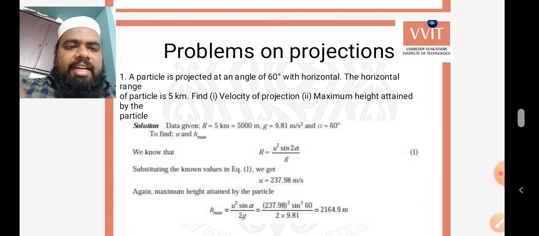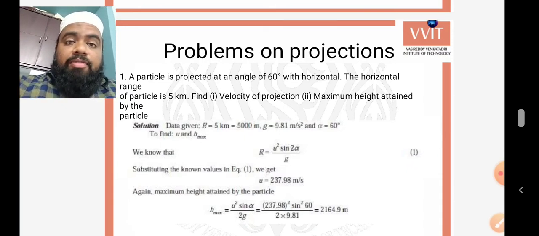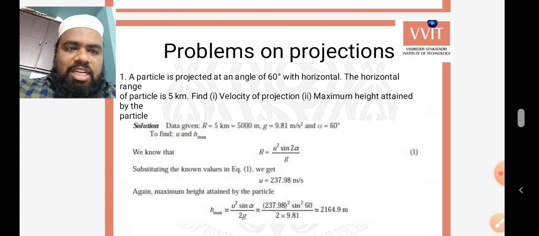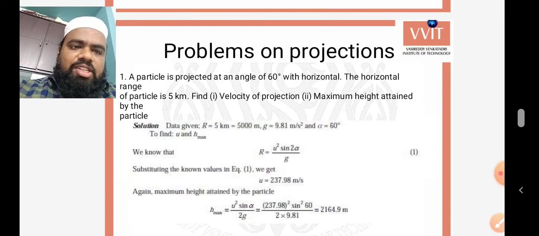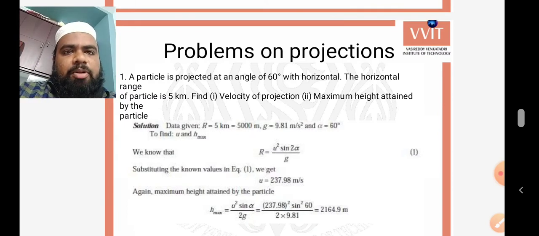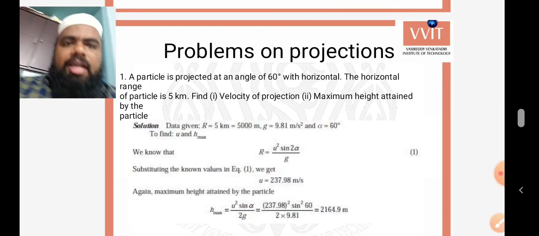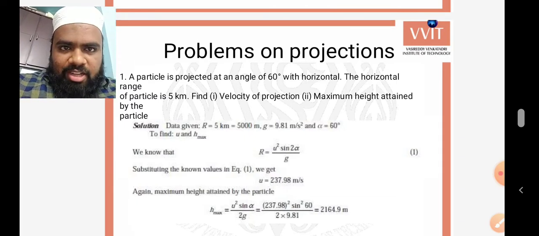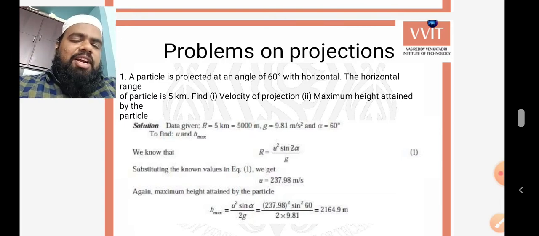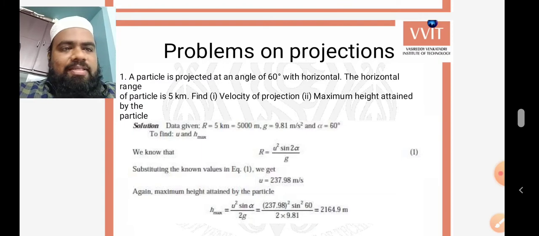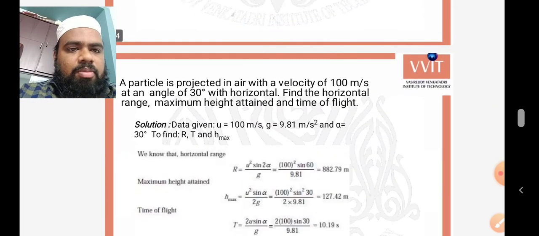So the maximum height attained by the particle, the formula for h max is equal to u square sin square alpha by 2g. So that is nothing but 237.98 whole square sin square 60 by 2g. You have to substitute all the values. And finally the maximum height reached by the projectile is 2164.9 meters. That's it. That's simple. So we have to find out the values. For finding the values, we must remember the equations or formulas, whatever it is called.